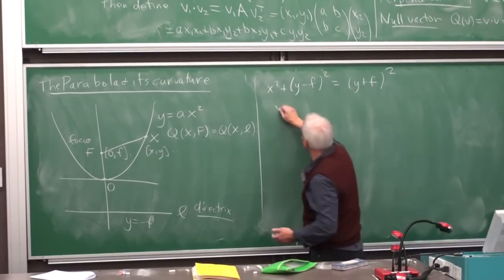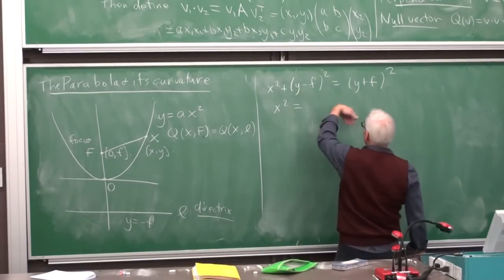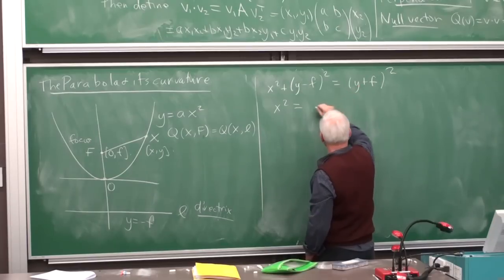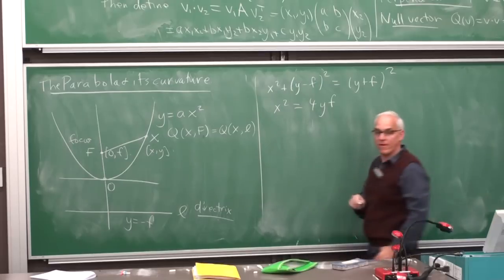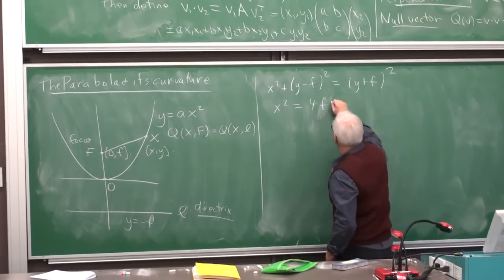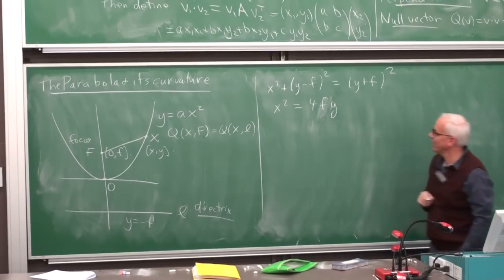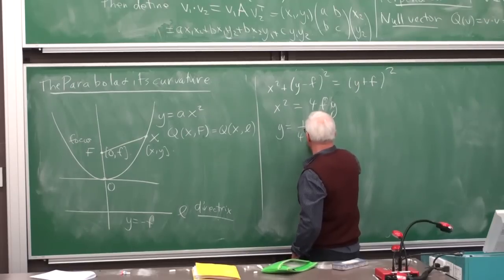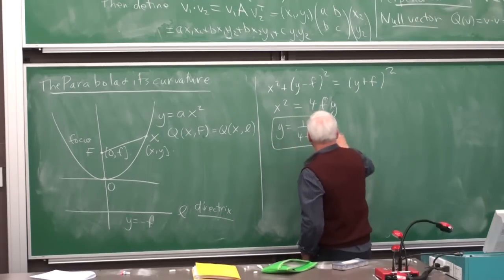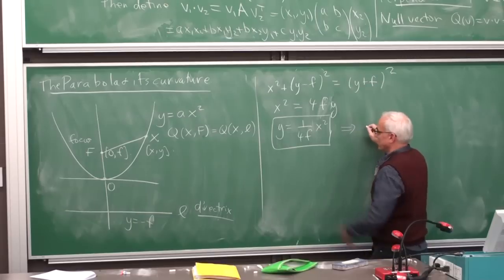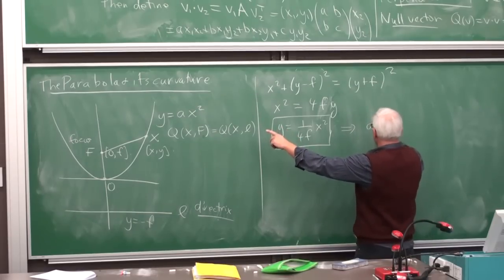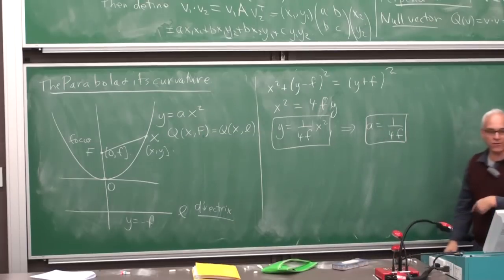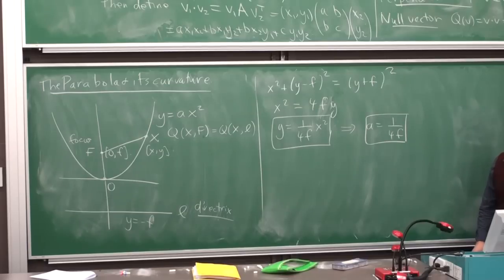Okay, so we expand this out and we get x squared equals, the y squareds cancel, the f squareds cancel. There's a 2yf here with a minus sign and 2yf there, giving us 4yf, or maybe I should write 4fy. And if we compare that, writing in the form y equals 1 over 4f times x squared, then we see that the relationship is that a equals 1 over 4f. So if we know what a is, we know what the focus is pretty quickly.